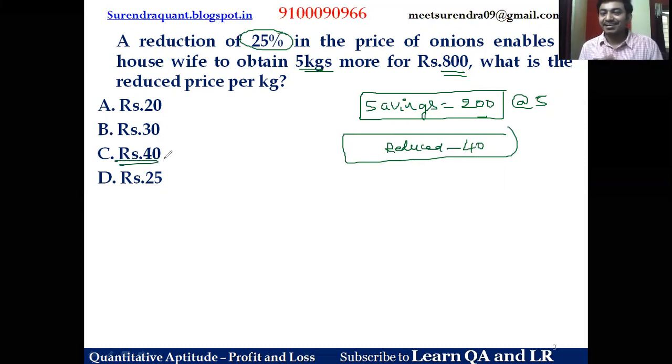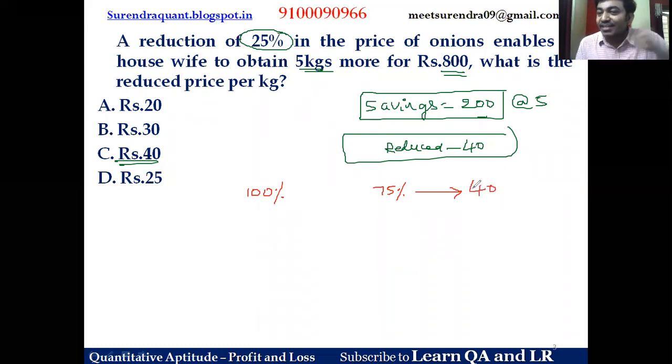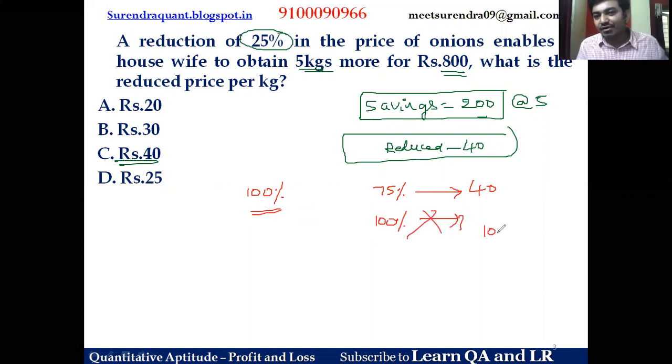What is the answer? 40 rupees. If I ask, what is the original price per kg? Let us try to find out. If I take the original price as 100%, there is a 25% decrease, right? What is the reduced price then? 75%. This 75% is the reduced price, that is 40 rupees. Then what is the original price? 100% is what? Simple cross multiplication. So 100 into 40 by 75.